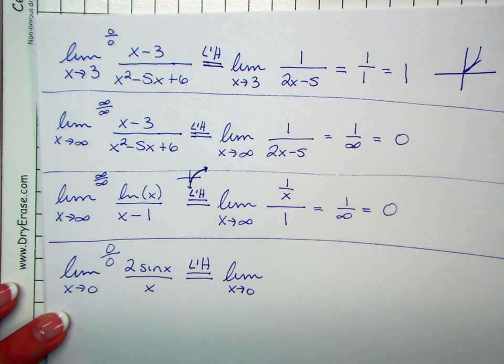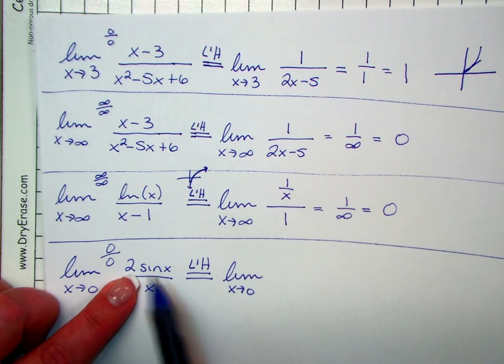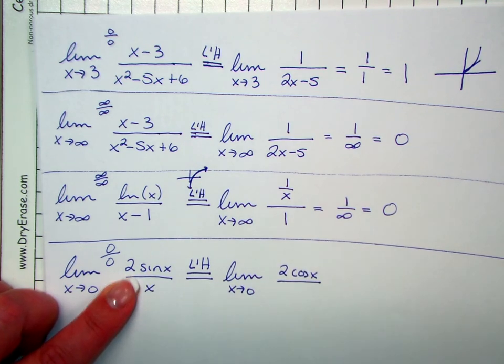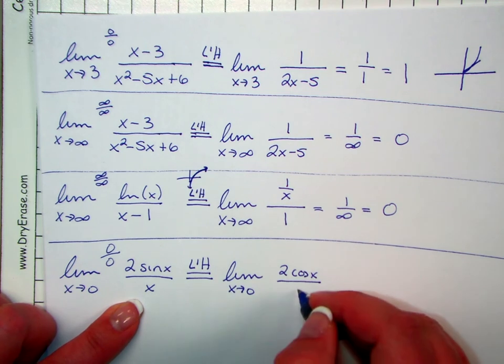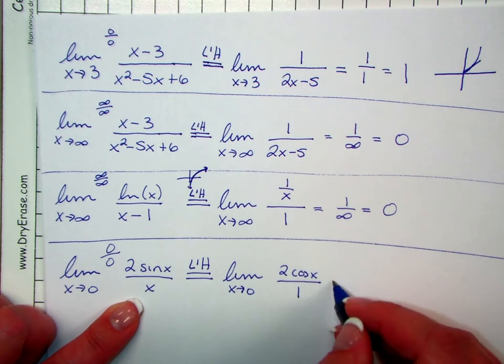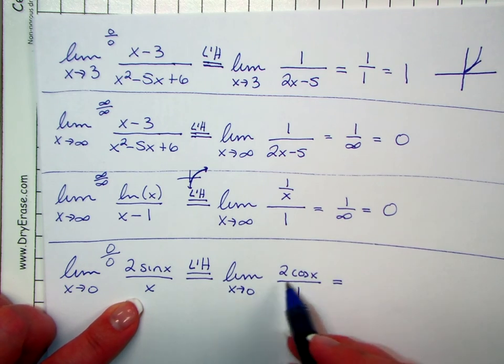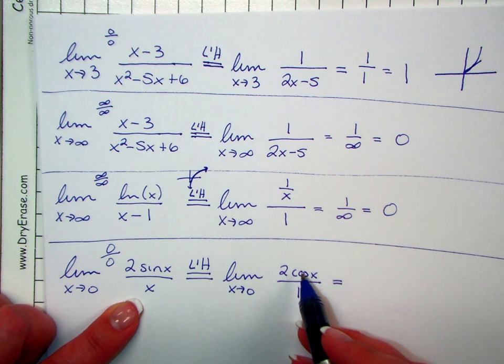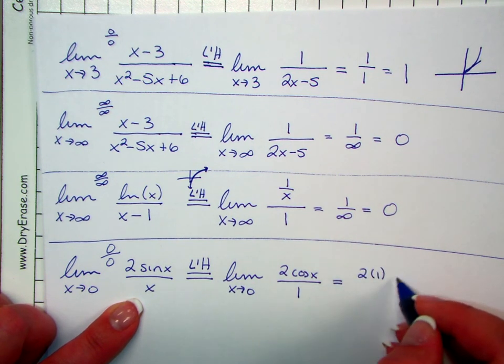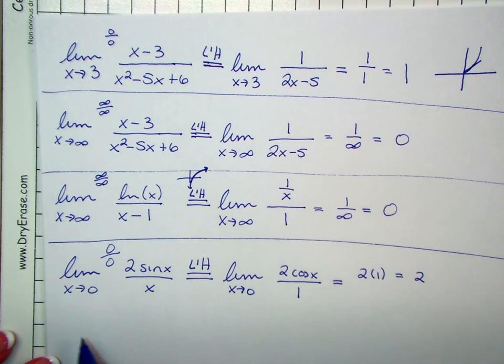So the derivative of the top, the derivative of 2 sine x, is a constant times sine, so the derivative is the constant times the derivative of sine. So we're going to get 2 cosine x here. The derivative of x is 1. Here's that constant. As soon as we get this constant, we have a determinate form. We're going to have a solution. So if I let x go to 0, cosine of 0 is 1, so we get 2 times 1, which is 2.